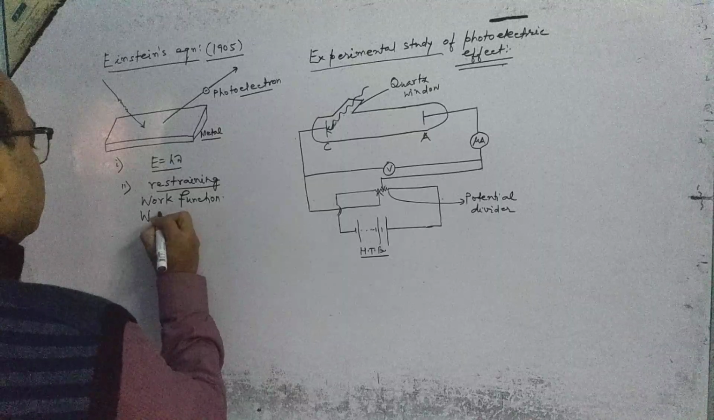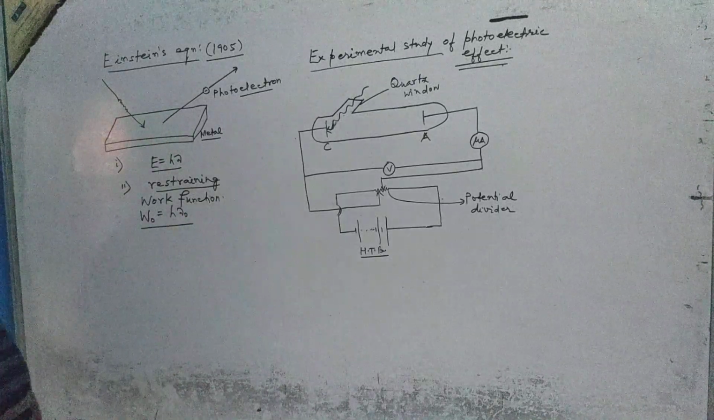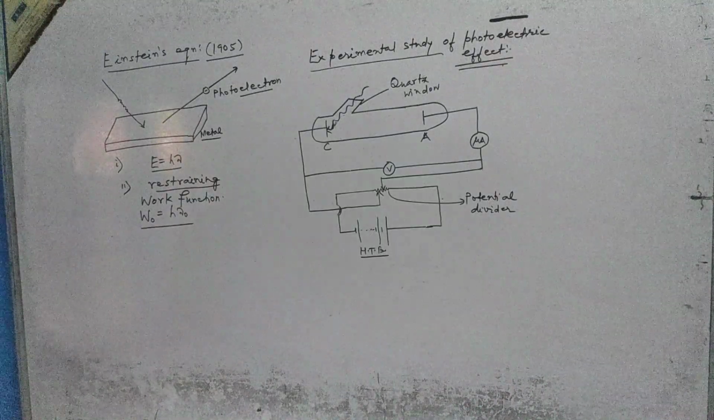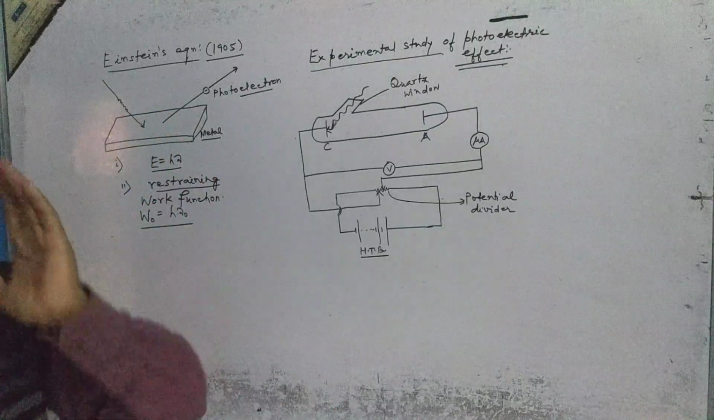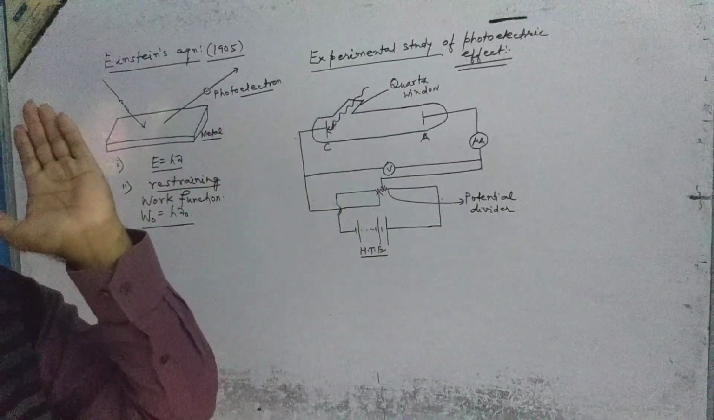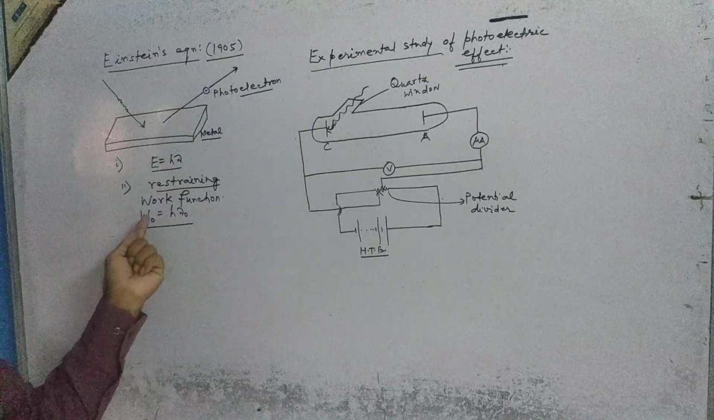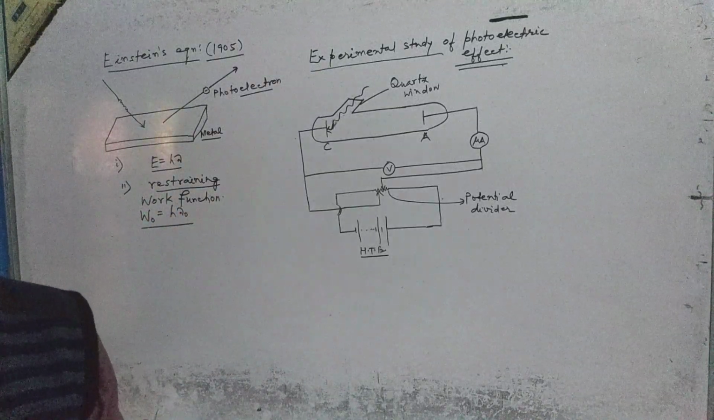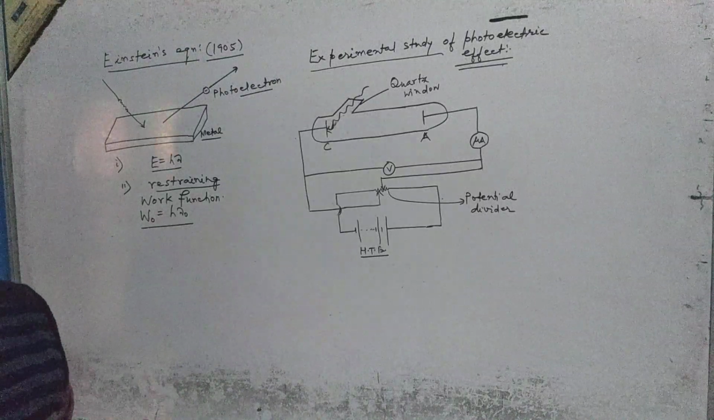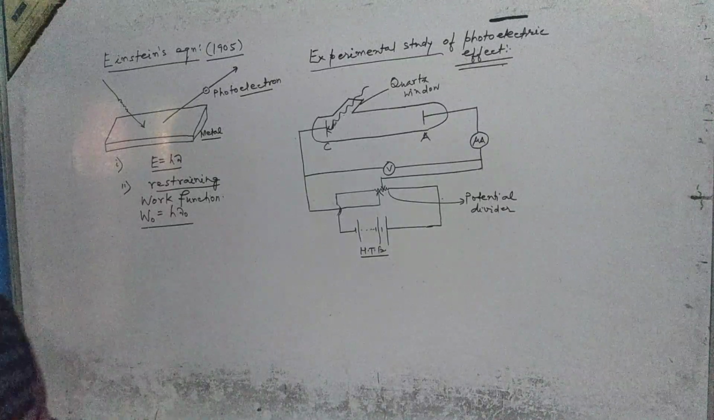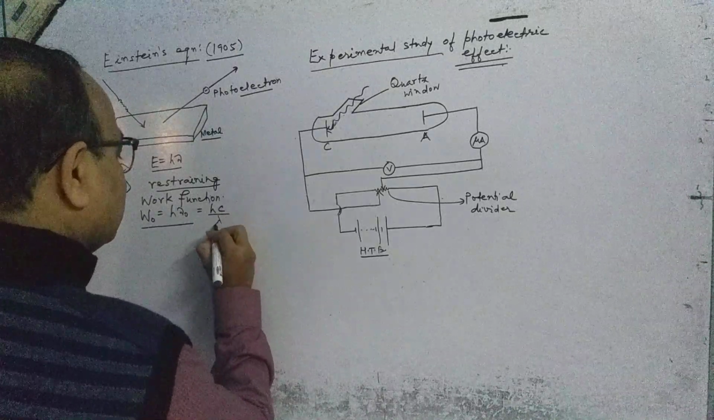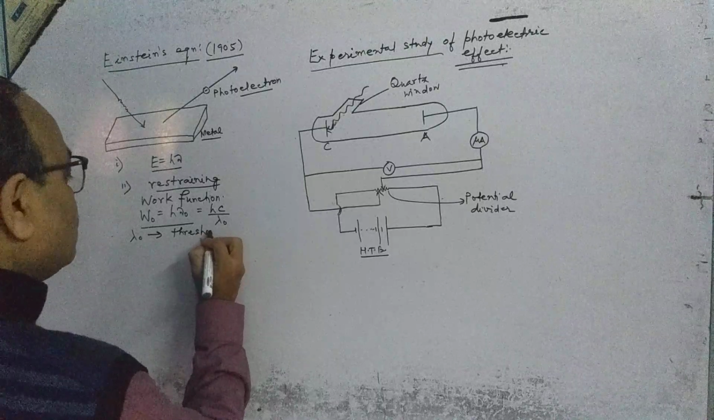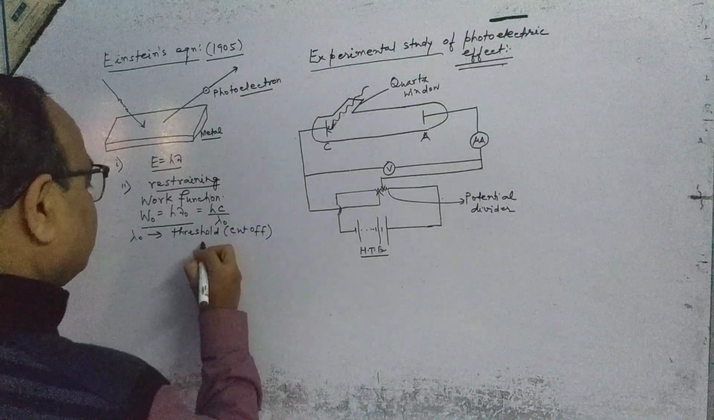Work function is denoted by W naught, and according to Planck's quantum theory, W naught is equal to h nu naught. This is the minimum amount of energy needed to liberate an electron from the metal surface. Nu naught is the threshold frequency. It may also be written as h c by lambda naught, where lambda naught is called the threshold or cutoff wavelength.